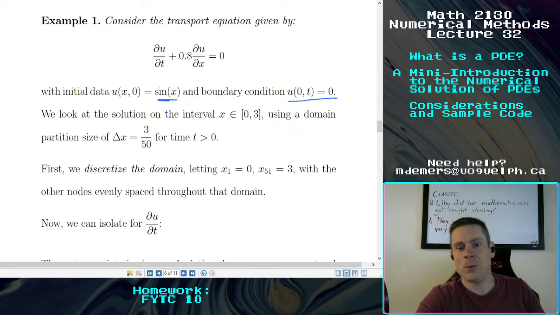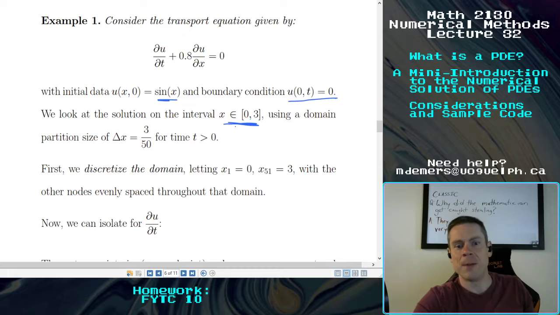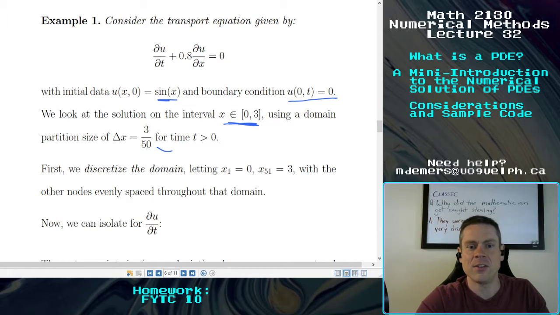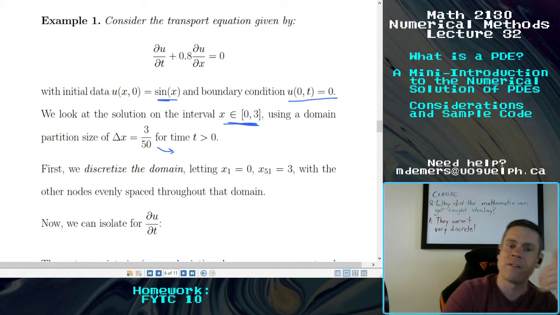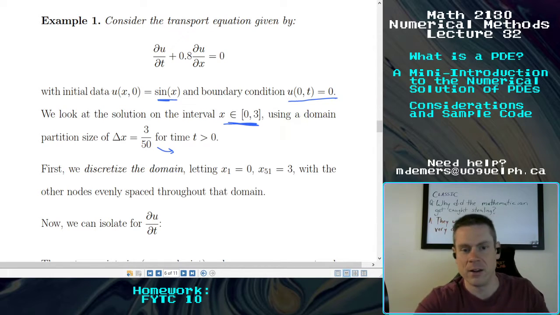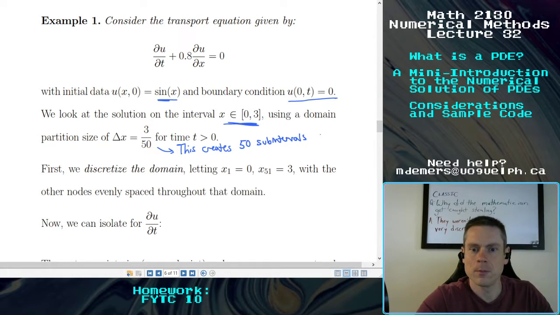and we'll use a domain partition size of delta x equals 3/50ths. That sounds really weird, but really it's just taking this 3 and dividing it into 50. So that we're going to have 50 different sub-intervals between the two, and 51 nodes overall, because we have the one on the far left, and then the 50 different intervals, and then the one on the far right. So this creates 50 sub-intervals and 51 nodes.